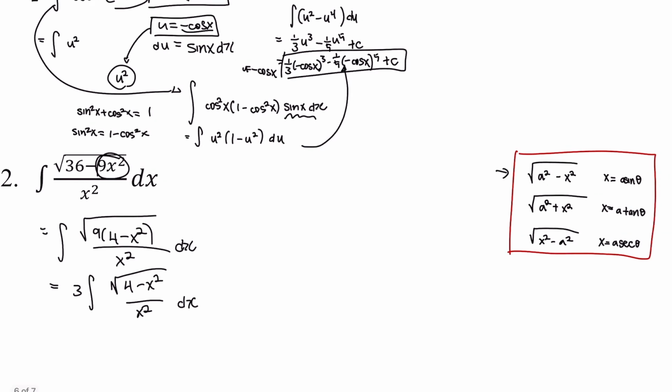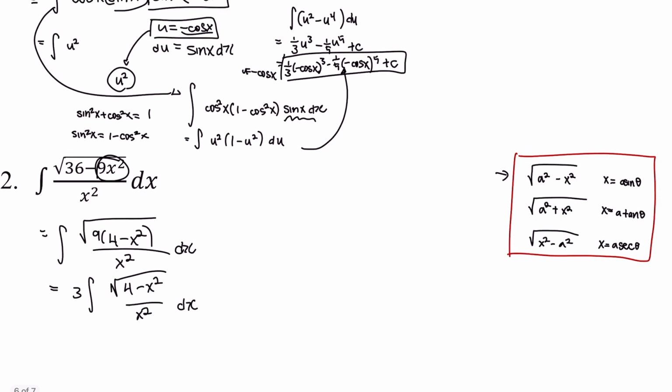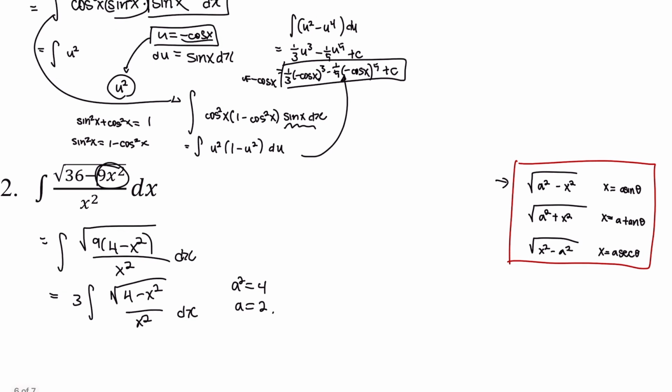And then a squared minus x squared. So a squared equals 4. A is just 2. Okay. So going back to trig substitution, x now equals a sine theta. So a is 2, so 2 sine theta would be our substitution.